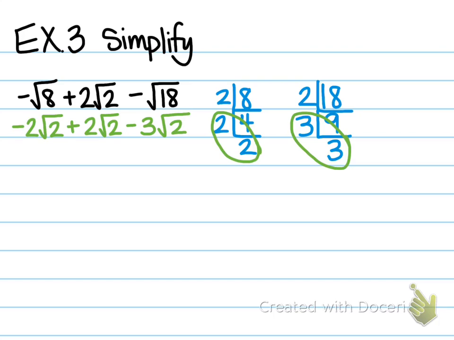So now I'm going to collect like terms. I see that everybody is the square root of 2, so that means I can add or subtract all the numbers in front. So negative 2 plus 2 is going to cancel, and then minus 3 will just be minus 3, and then I put the square root of 2 on the end. So all of this simplifies to negative 3 square root 2.